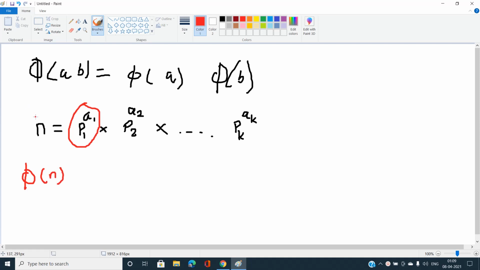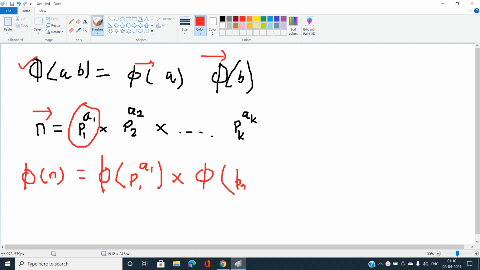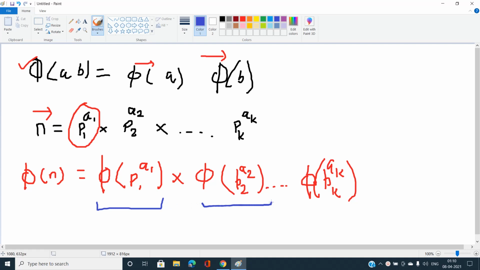If you are going to find phi of n, using this property, phi of ab can be written as phi of a into phi of b. Now you can easily see I can write it as phi of p1 power a1 into phi of p2 power a2, and it goes on up to phi of pk power ak. We can also expand these terms with the help of the second property.